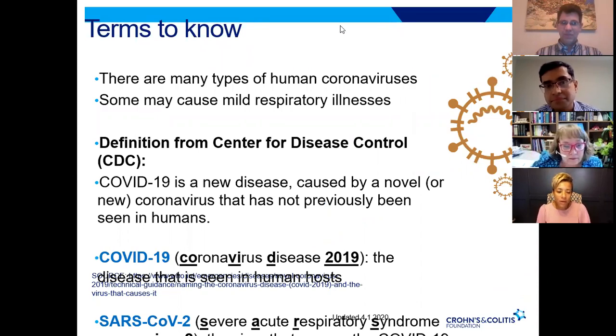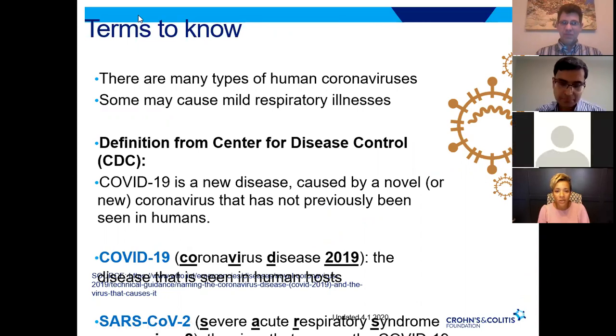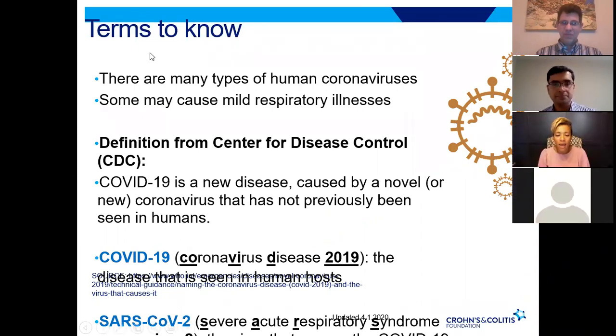So we have heard the terms coronavirus, COVID-19, SARS-CoV-2. They have almost become household terms, at least since sometime in the beginning of March, but even maybe longer for some people. We know by now that there are many human coronaviruses. They have been around for many years. Some may cause mild respiratory illnesses, and some may cause severe respiratory illnesses.